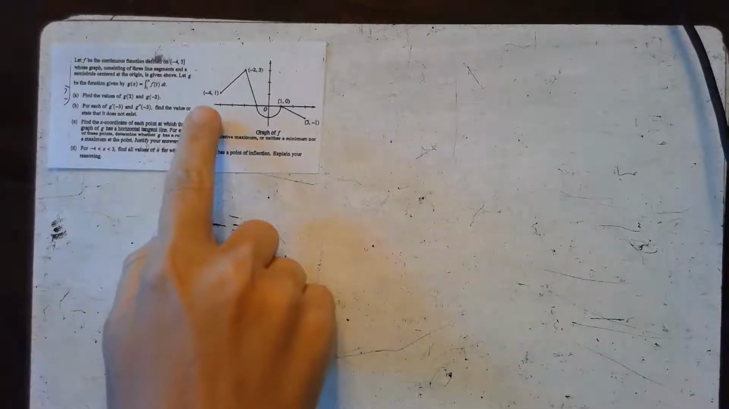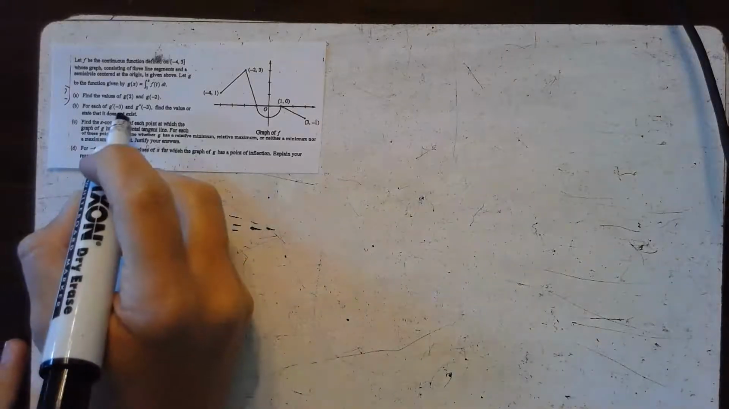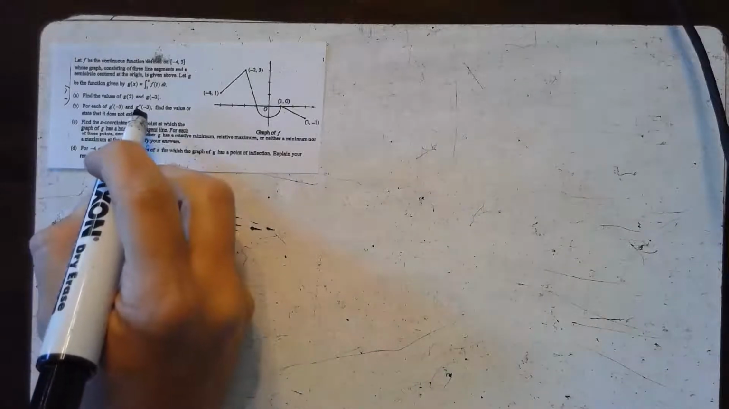Let f be the continuous function defined on the closed interval -4 to 3, whose graph consists of 3 line segments and a semicircle centered at the origin, is given. And it says above, but this one's actually beside. Originally in the picture, it is above. Okay, so here we go. Find the values of g of -3, g prime of -3, and g double prime.